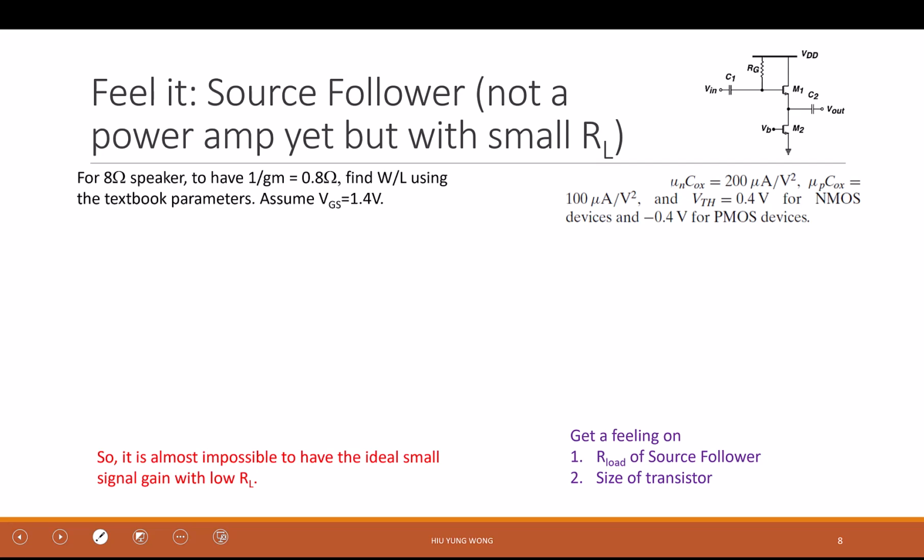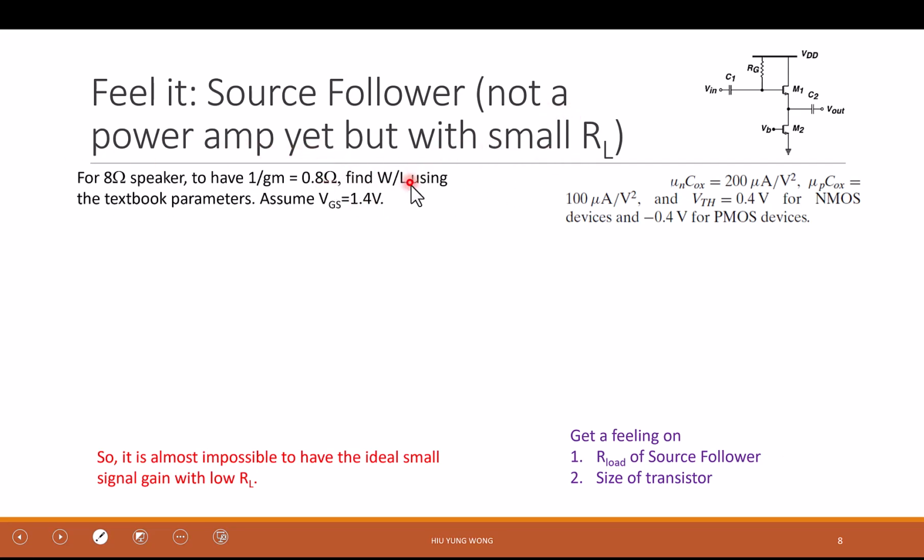Time. This is important, right? A hint, right? I'll give you a hint. So now I want to talk about the source follower, which will be the power stage amplifier, the power amplifier. But at this point, look at this. I've emphasized it, not a power amp yet, okay?